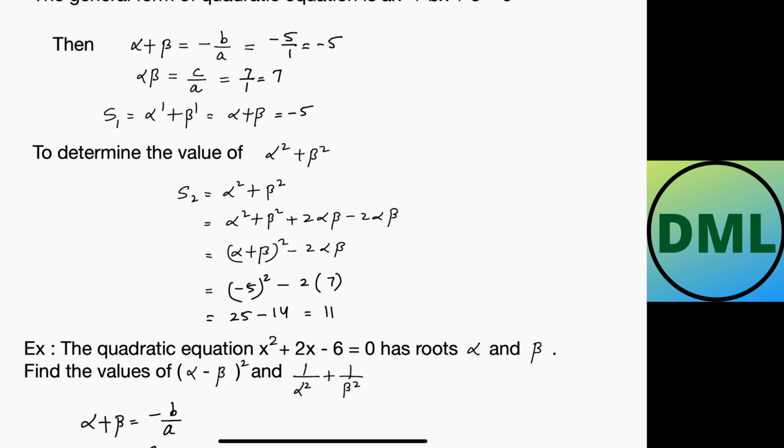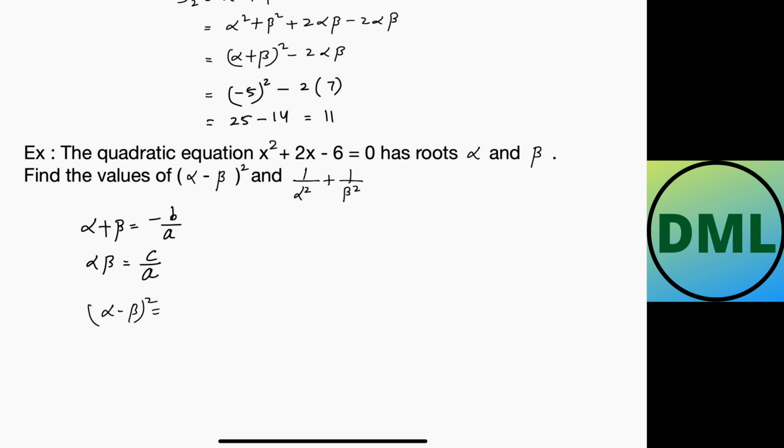Let's see one example here. The quadratic equation x square plus 2x minus 6 is equal to 0 has roots alpha and beta. Find the values of alpha minus beta the whole square and 1 upon alpha square plus 1 upon beta square. First, we will find out the value for alpha minus beta the whole square.